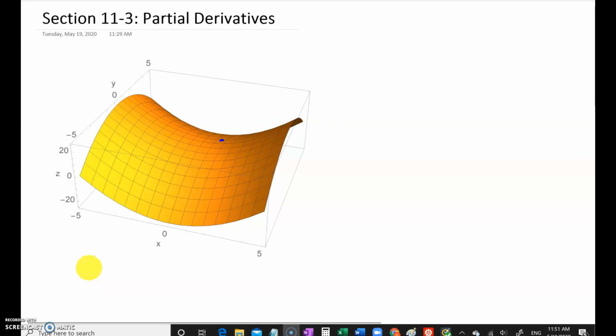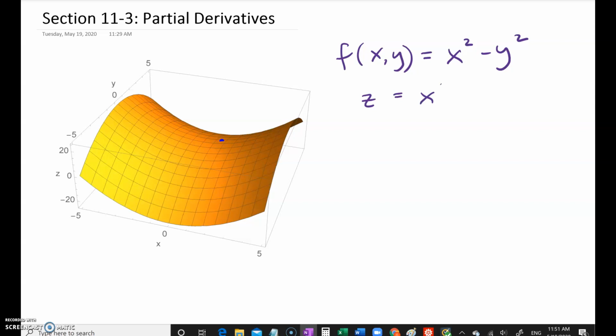Hi, this is a lesson on partial derivatives. So here we have a graph of the function f of x y is equal to x squared minus y squared, or if you prefer, z equals x squared minus y squared.